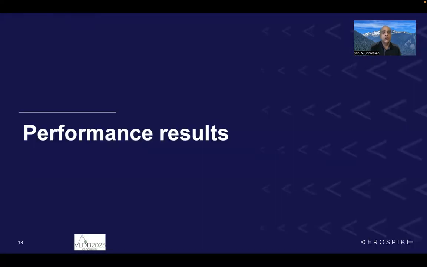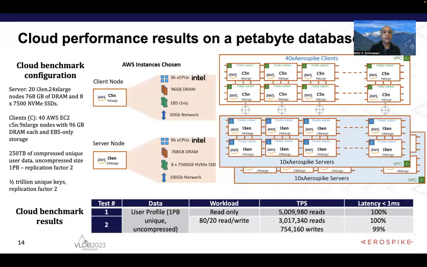So I will just show you some performance results based on the work that we have done, to give you an idea of the level of impact this can have in practice. Here is a petabyte-scale database, which is compressed to 1/4 size. So the actual data size is 250 terabytes of unique data. In this particular benchmark, 20 i3en nodes in Amazon. These are fairly large nodes with 768 gigabytes of DRAM and up to 70-plus terabytes of SSDs. You can make all of this SSD data look real time, as I mentioned before. And what you end up with is 250 terabytes of compressed unique user data and 1/2 trillion unique keys.